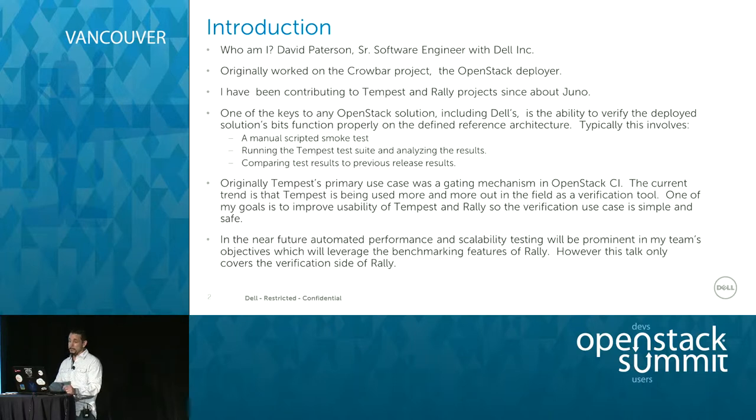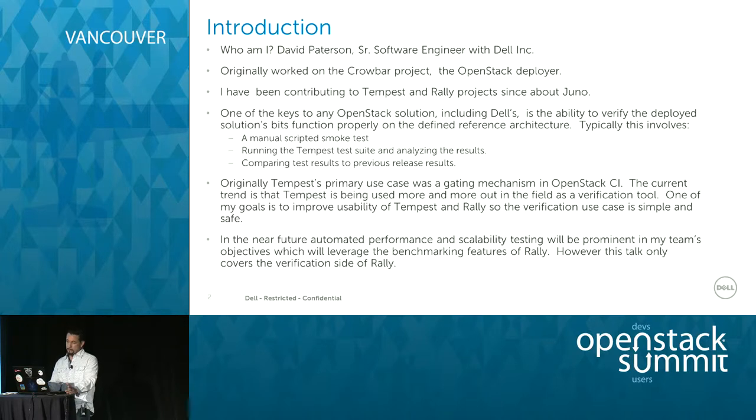And, originally, Tempest's primary use case was a gating mechanism at OpenStack CI. So when you try to submit some code to upstream repository, Tempest runs against your code. And if it fails, you're rejected immediately and need to figure out why it failed. The current trend in Tempest is being more and more used out in the field as a verification tool.